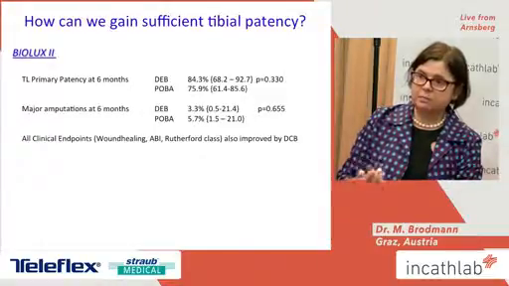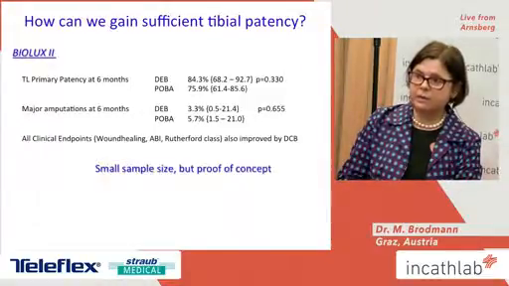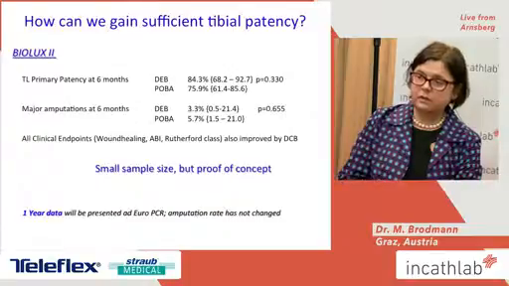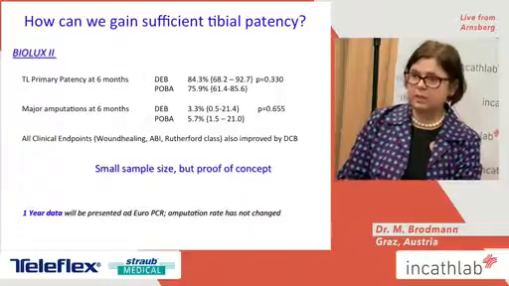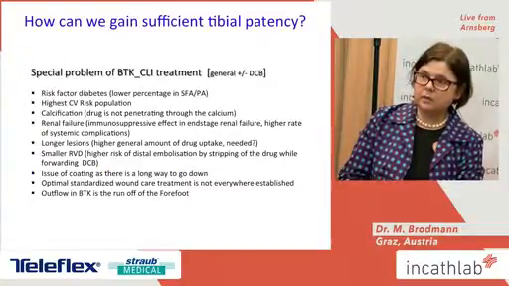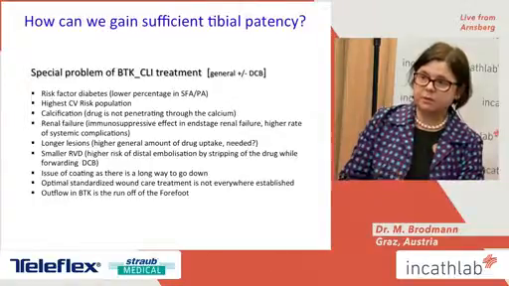Ralph has already mentioned the BIOLUX 2 trial, where we have some hints. It's a small sample size, but the proof of concept and also the one-year data have been presented at EuroPCR and show that there is no more amputation at the end of the day, and the rate has not changed. How can we gain sufficient tibial patency? We have several problems in PTK.